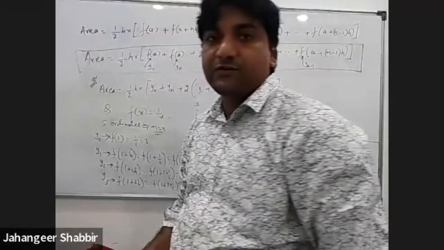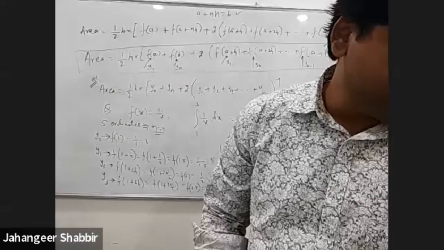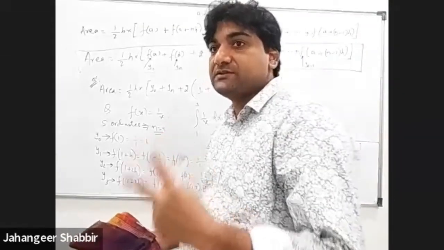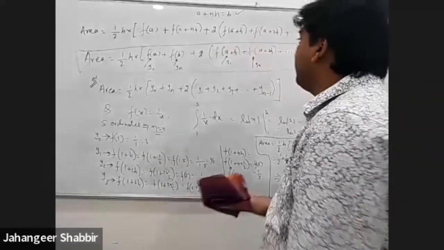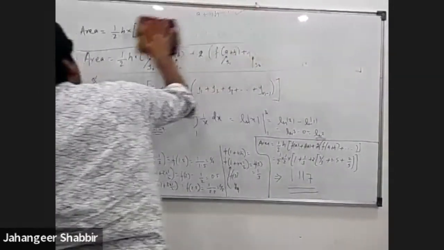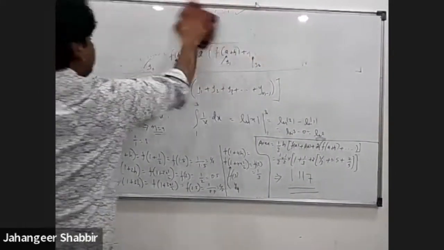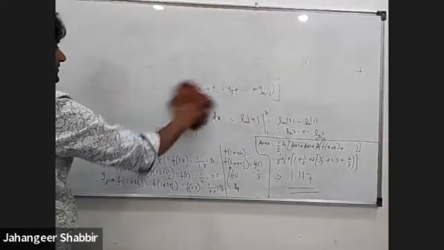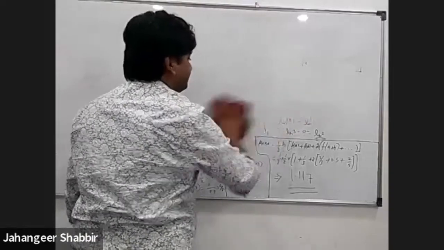Now, students, we need to find the percentage error, because we found the area by two methods: one by integration and one by the trapezium rule. I told you in the beginning that you will have some differences between these two areas, the exact area and the area by the trapezium rule.